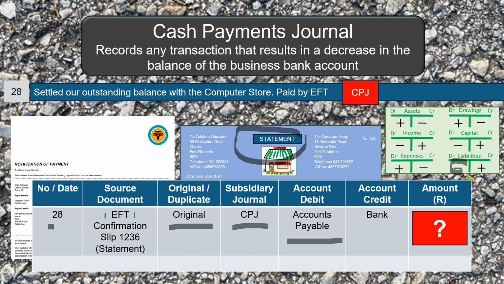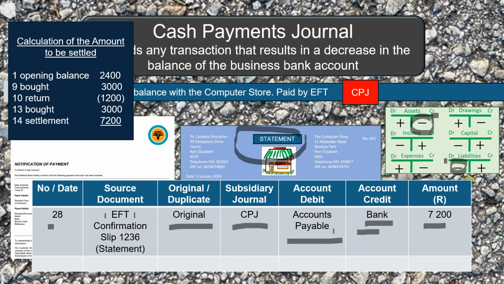A decrease in liabilities, the account gets debited. Accounts payable is a decrease in liabilities, it will get debited. Bank, a decrease in assets, the rule says the account must get credited. And we just calculated the amount, 7,200. And if you want to pause the video or go back, that is how we calculated the 7,200 up here in the left corner.